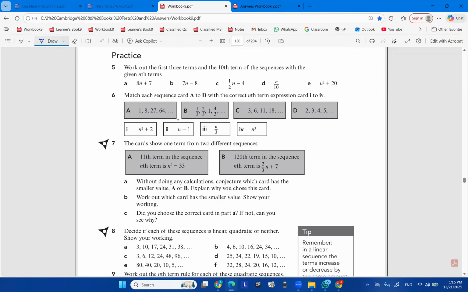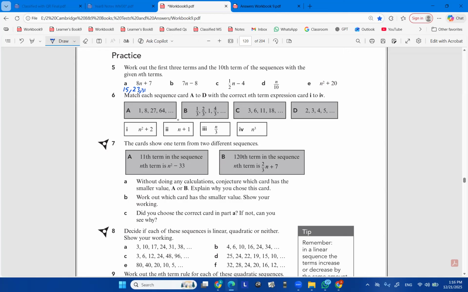I'm going to remove n and write 1. So it is 8 times 1. 8 times 1 is 8 plus 7 is going to be 15. This is the first term. And the second term is going to be 8 times 2, which is 16, plus 7 is going to be 23. Then the third term is going to become 8 times 3, which is 24. 24 plus 7 is going to become 31. This is going to be the first three terms.